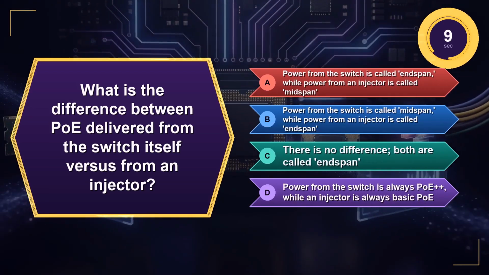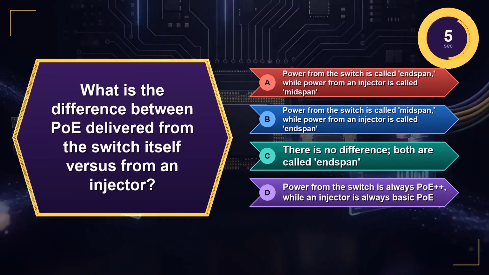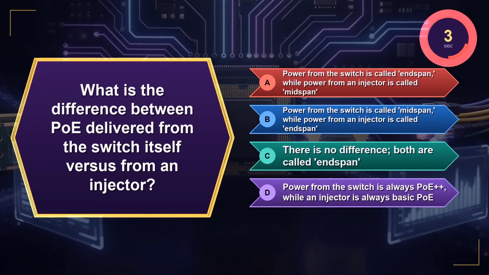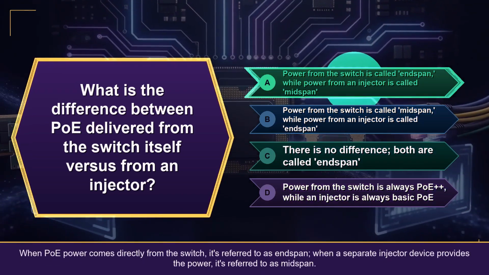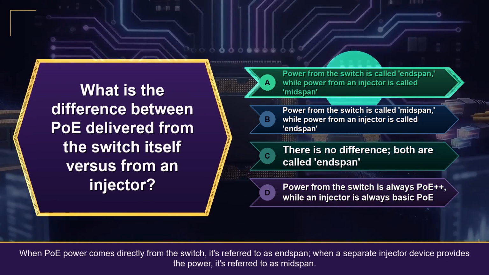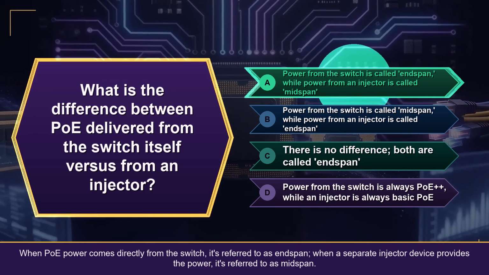What is the difference between PoE delivered from the switch itself versus from an injector? When PoE power comes directly from the switch, it's referred to as end-span. When a separate injector device provides the power, it's referred to as mid-span.